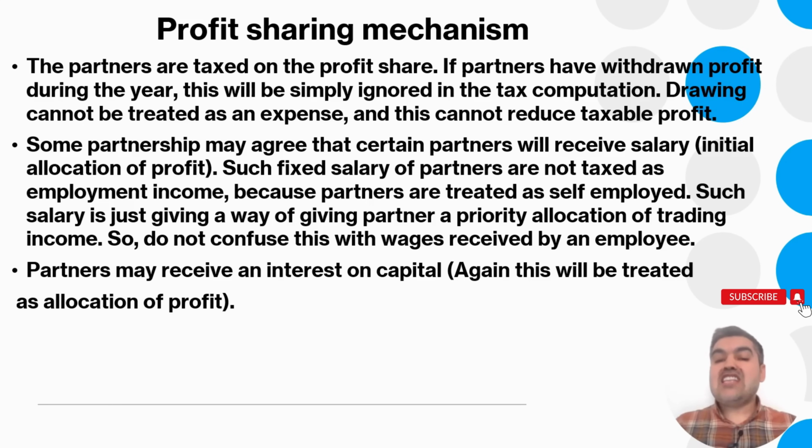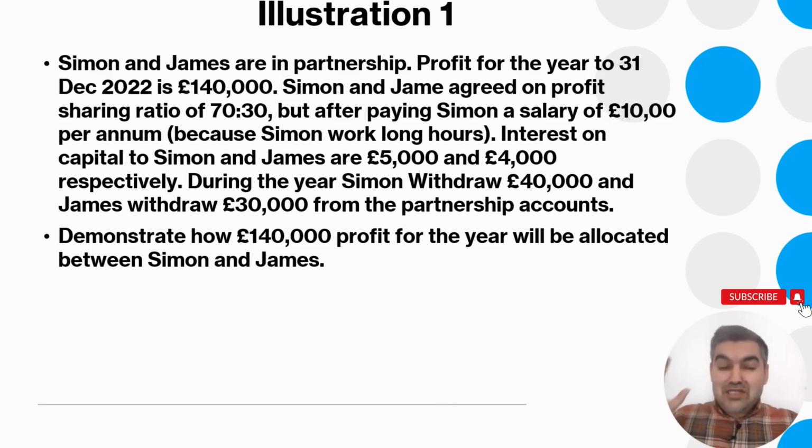A partner may receive interest on capital. Again, this will be treated as an allocation of profit. Here's the illustration, very important.